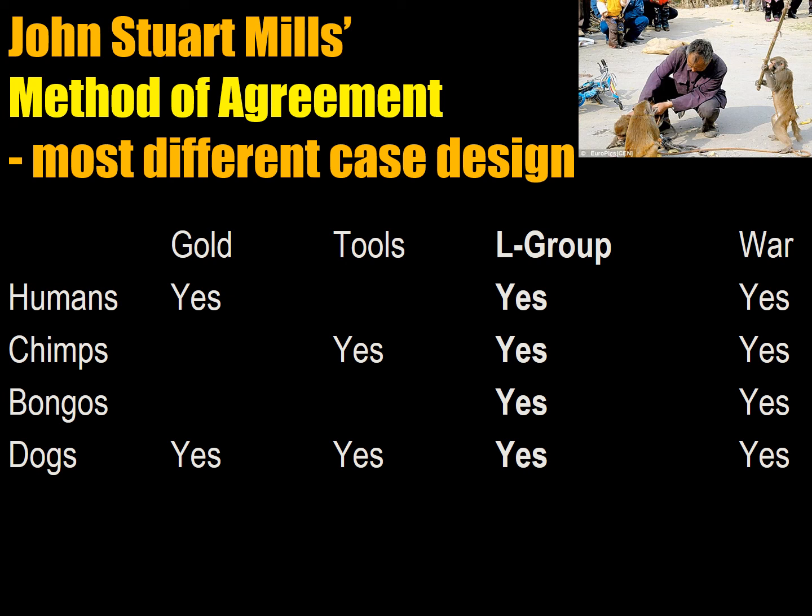So here you can see the case of humans who are drawn by gold. They don't have tools, and they aggregate in large groups. Chimps have no interest in gold, lots of tools, and they aggregate in large groups. Bongos have neither gold nor tools, and they aggregate in large groups. Dogs love gold, and they like tools, and they aggregate in large groups. So in this hypothetical example, you can see that the large groupness is the crucial variable that creates the outcome of war.